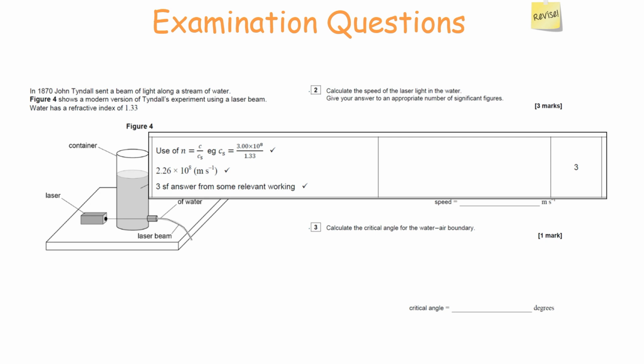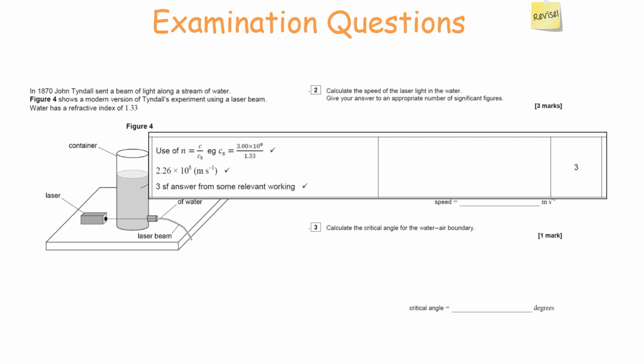Now what we know is that for water the refractive index is 1.33. We know that the speed of light in a vacuum is 3 times 10 to the 8, and so we can work out the speed in the water by doing 3 times 10 to the 8 over 1.33. So we're now going to work out our value, which is 2.26 times 10 to the 8, and we give it to 3 significant figures. Why 3 significant figures? Because the refractive index given in the question was also given to 3 significant figures. Let's have a look at the next question.